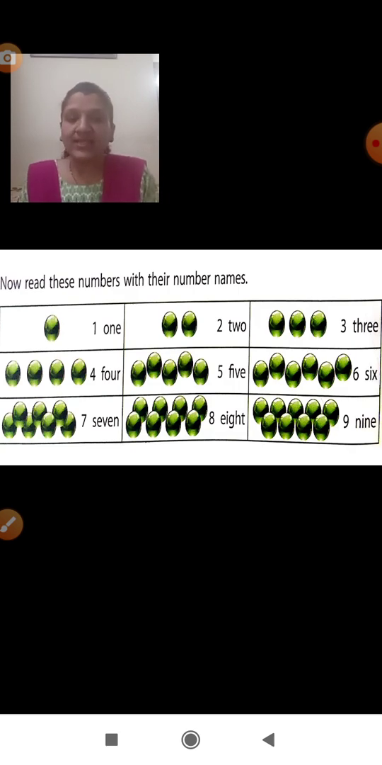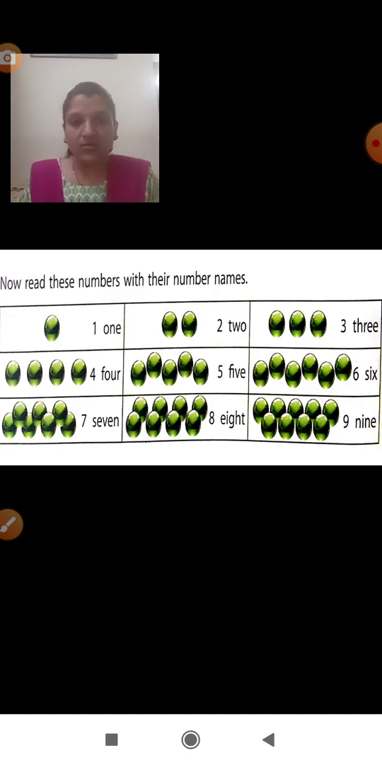See, what do you see in this picture? These are balls, green color balls. Here we have to count these balls and read the number names. Let us start. In the first column, in the first box, we see how many balls? 1 ball. Good. So we will read 1. O-N-E, 1.